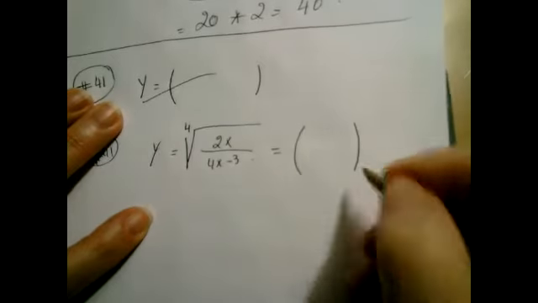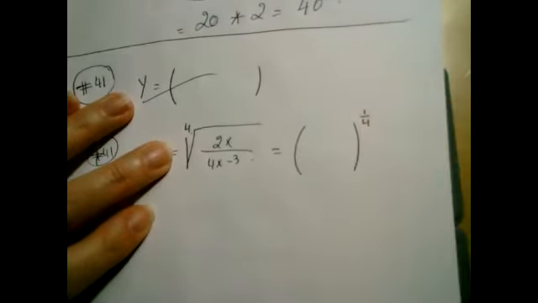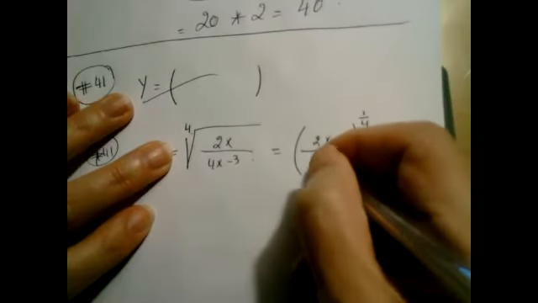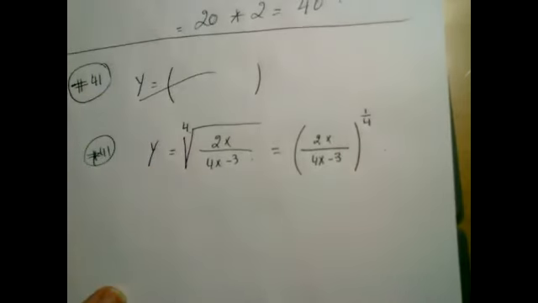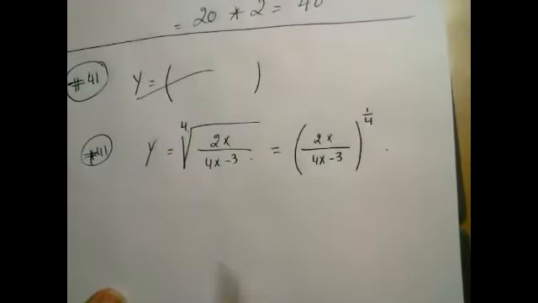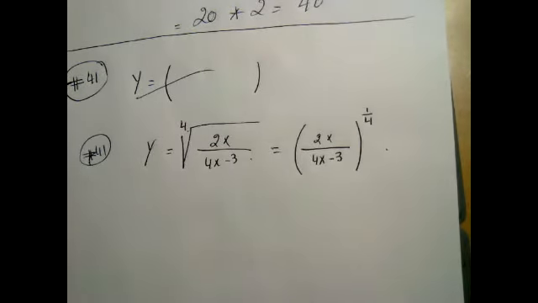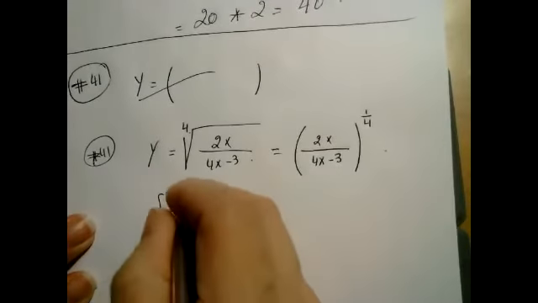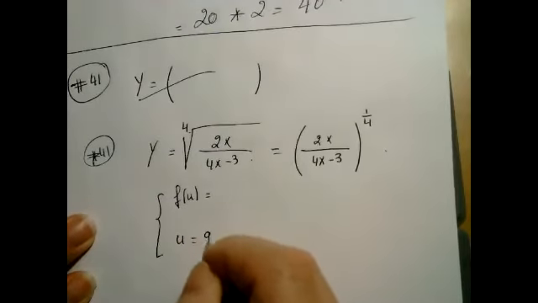So first step, absolutely rewrite it. The fourth root is to the power of one fourth. And then this is 2x over 4x minus 3. Because we have to rewrite, because as I said, derivatives don't like those roots. We need the fractional exponent. And now we have the inside function. So this will basically give everything away. So my f of u in this case, and my g of x.